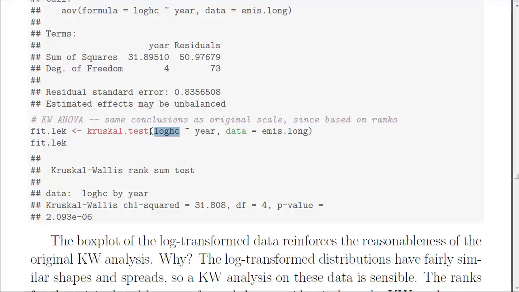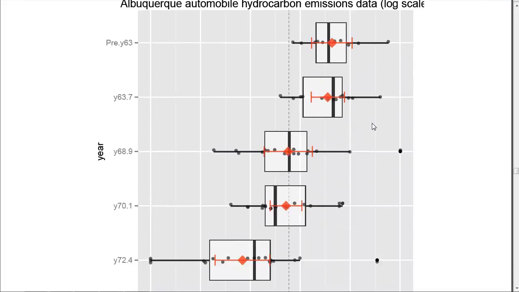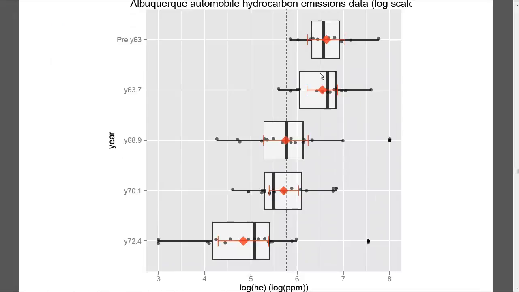And one thing to notice here, even though we looked at the log scale here and the original scale before, we have the same chi-square statistic, we have the same p-value. And that's because the Kruskal-Wallis test is performed on the ranks of the data. And one thing that doesn't change when you compare the data from one scale to another are the ranks, right? We have a monotonic transformation here, the log transformation.